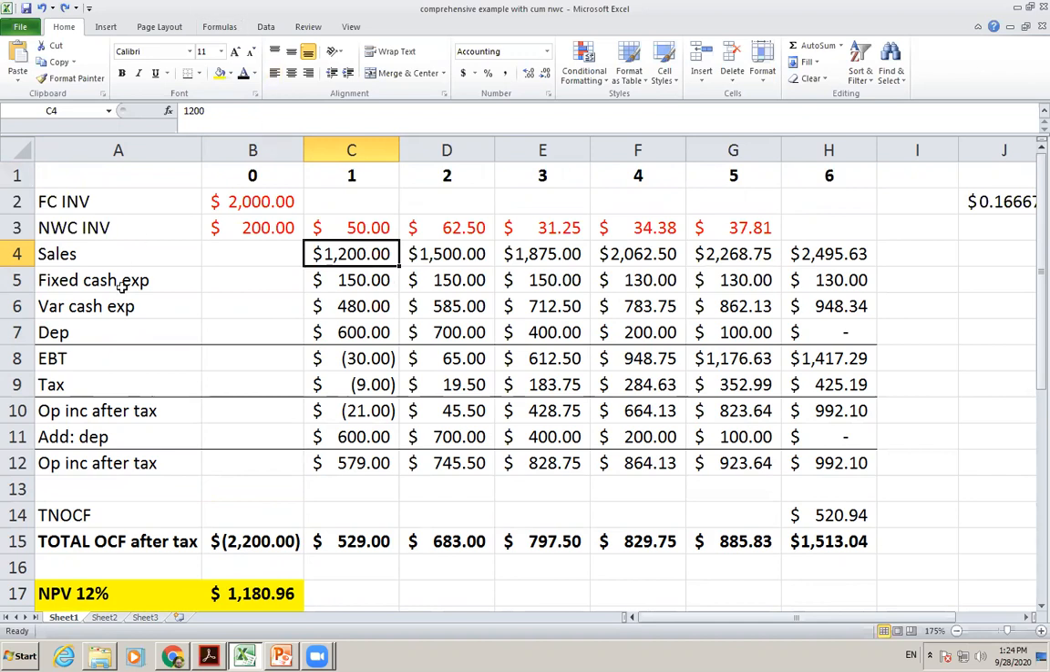Maybe changing the fixed cash expenses doesn't change your NPV a lot. Maybe your NPV is highly sensitive to sales. So you have to determine which factor and which variable are more exposed to sensitivity of NPV. So this is why we are using sensitivity analysis.